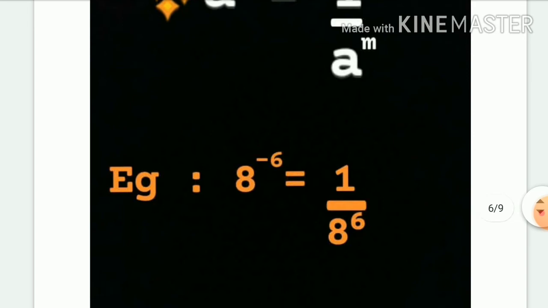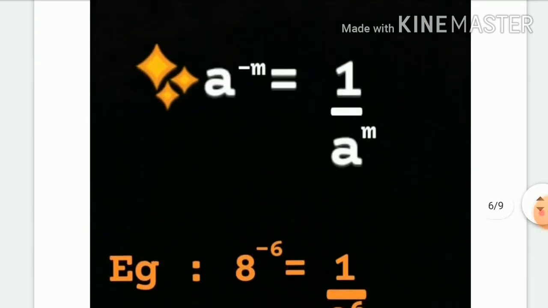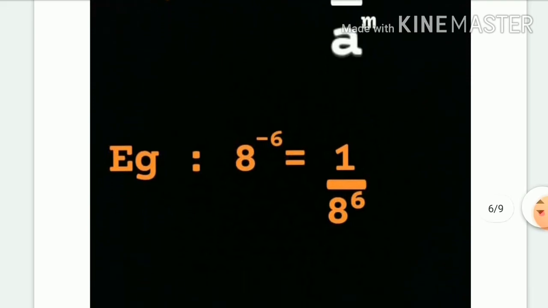Okay, here I have not shown you divide by 1. I am just giving you a hint. No number means what? 1 only. So remember this law: a raised to minus m equals 1 upon a raised to m. So any number I can give you.